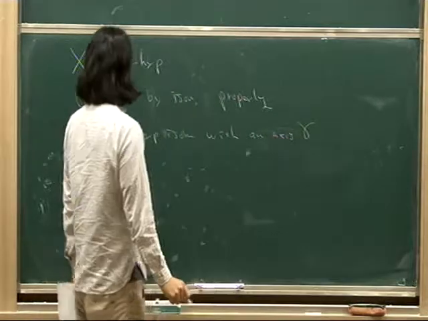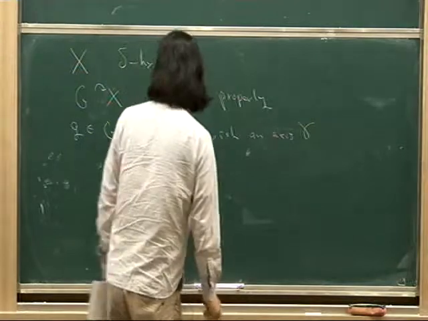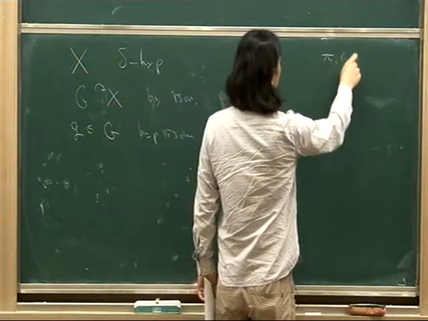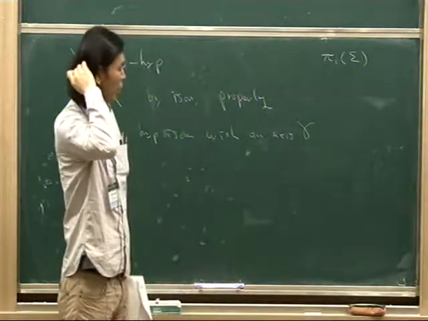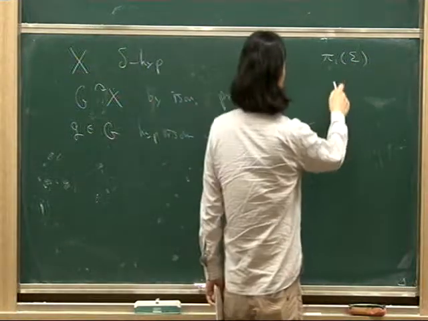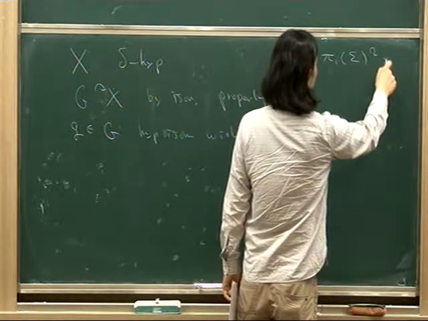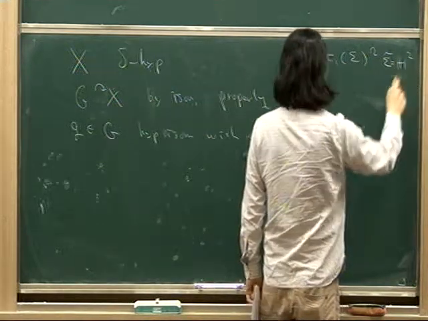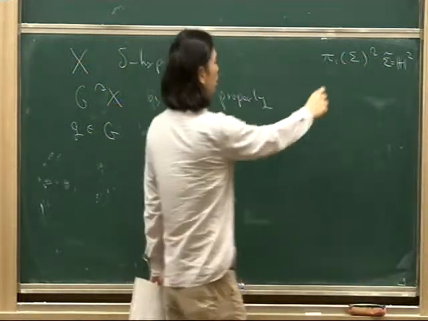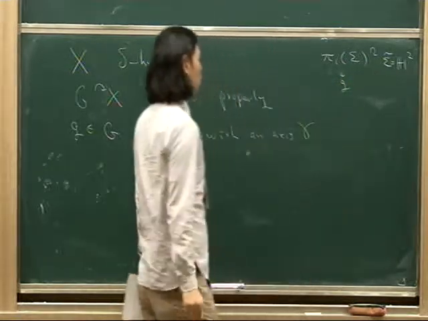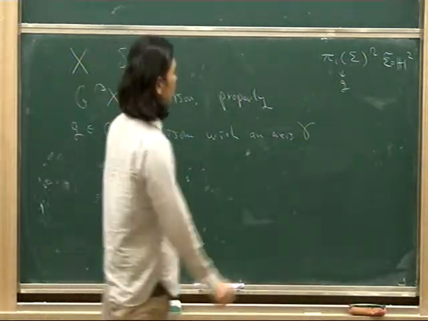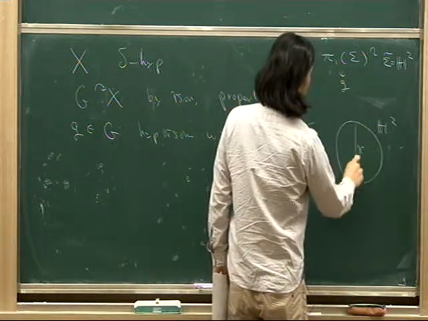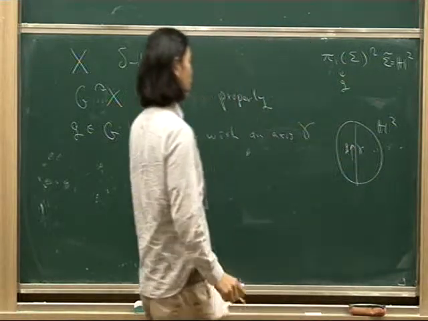Got it. Okay. So the example you should have in your mind is that G is pi1 of a closed, say, hyperbolic surface, and then this acts on the universal cover, which is the hyperbolic plane. And any non-trivial element in here is hyperbolic. So this is H2, and you have axis gamma, and G is acting like this.